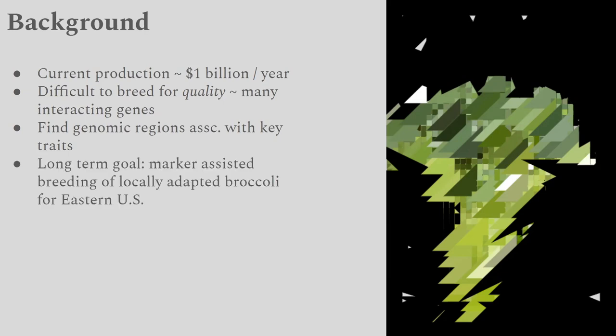So the long-term goal of this work is ultimately to develop molecular markers that can be used to expedite and improve broccoli breeding efforts. So breeding broccoli that's locally adapted. In general, we care about broccoli on the East Coast, and specifically New York. So that is one potential long-term outcome of this work.